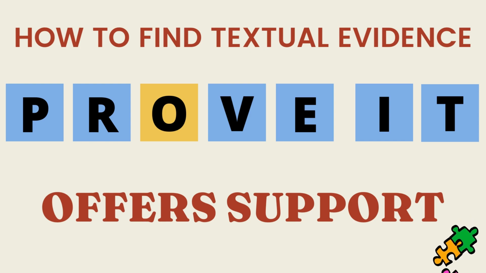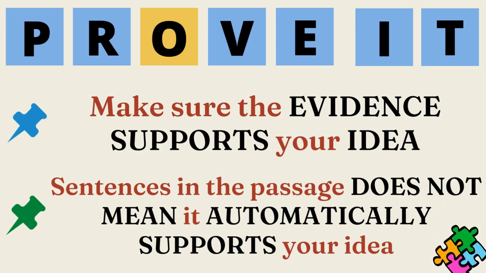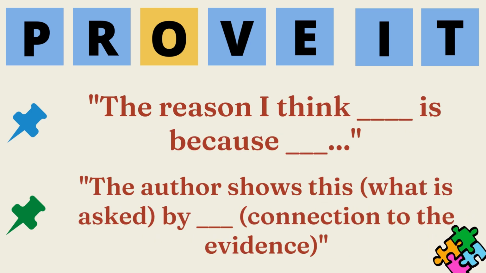Next letter is O, which stands for offers support. For those who got the right answer, good job! You have to remember that just because the piece of evidence is in the selection, it does not necessarily mean you can just pick a random sentence and claim it as your evidence. You cannot just pick sentence number 13 in paragraph 2 just because it is a part of the text. You have to read the selection to identify a certain part of it that can be presented as your evidence and make sure it has the connection or supports your idea. You can make use of the phrases, "the reason I think is because," where you mention your claim and provide the evidence from the text. Another one, "the author shows this by," inserting the connection to the evidence.